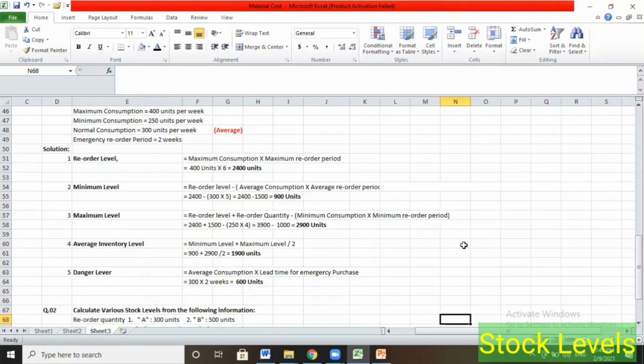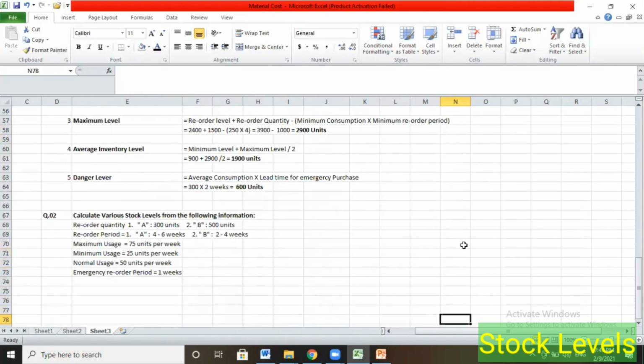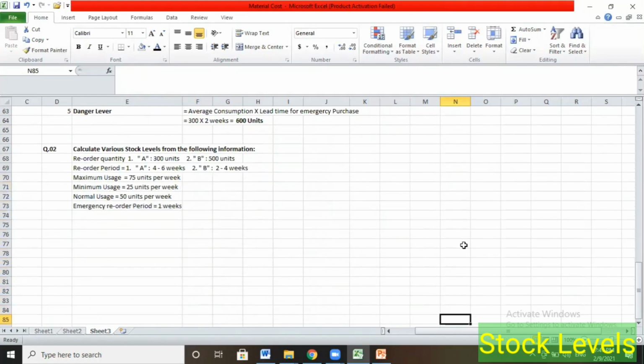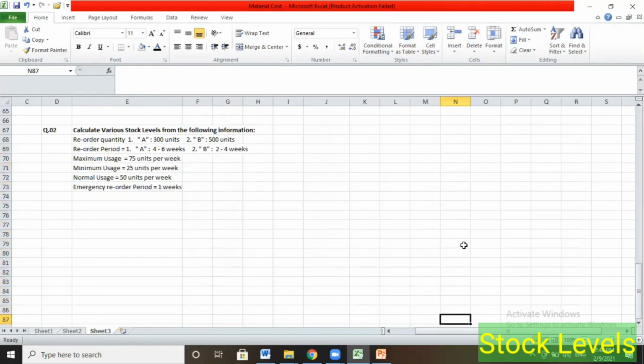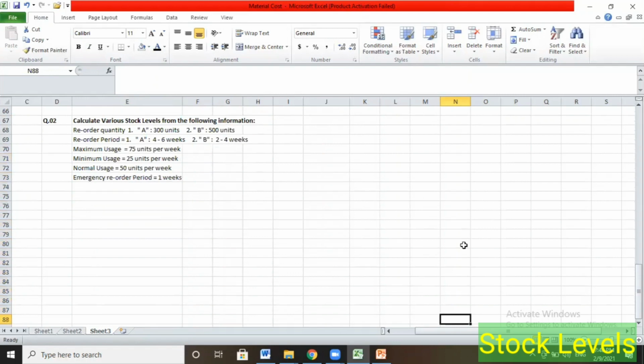Now slowly I am moving ahead and fixing my screen over here. This is your illustration number 2, which I am going to assign you. I am just trying to explore the information given over here. Calculate various stock levels from the following information. Reorder quantity for A is 300 units, for B is 500 units.